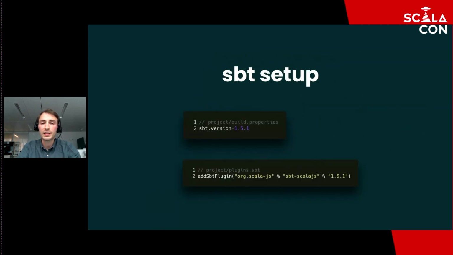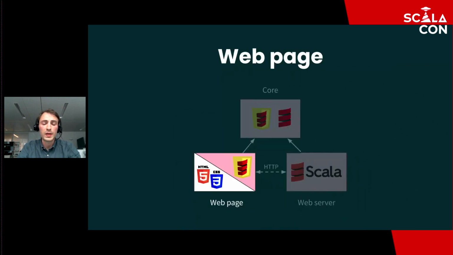So let's get started. Here is the SBT setup. We need SBT 1.5.1 to get Scala 3 support. And we also need the SBT Scala.js plugin to get the Scala.js support. Here I'm using SBT Scala.js version 1.5.1, but it's a pure coincidence that it's the same version as SBT. We will start by creating the web page.